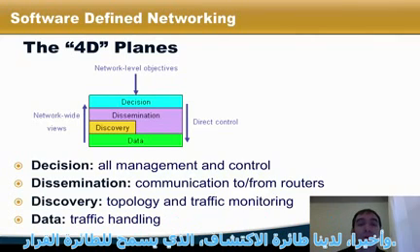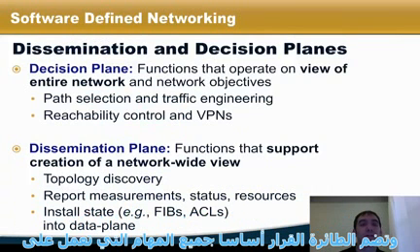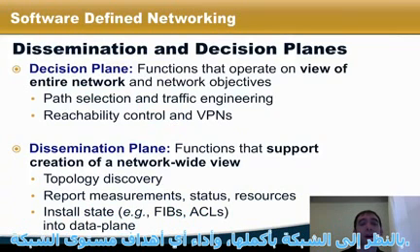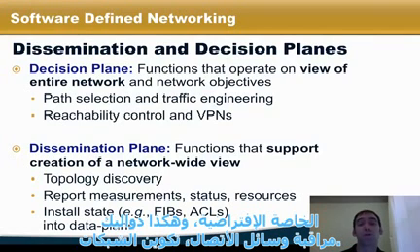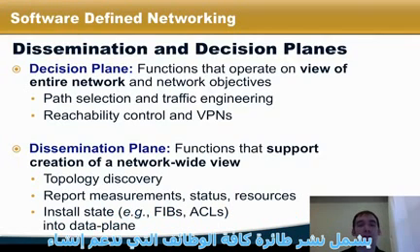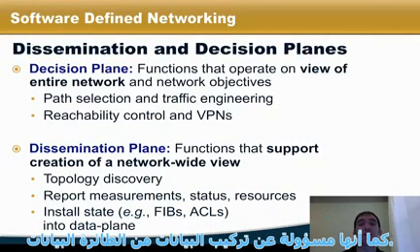Finally, we have the discovery plane, which allows the decision plane to discover topology, monitor traffic, and discover other things about the network. The decision plane includes essentially all functions that operate on a view of the entire network and perform any network-level objectives. These include path selection and traffic engineering, reachability control, configuration of VPNs, and so forth. The dissemination plane includes all functions that support the creation of a network-wide view, such as topology discovery and other measurements. It is also responsible for installing state into the data plane.